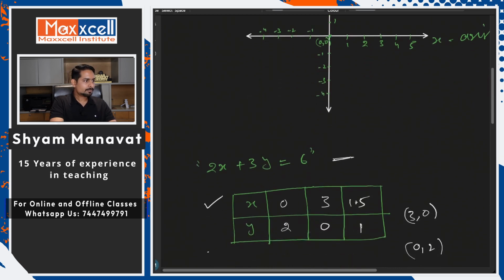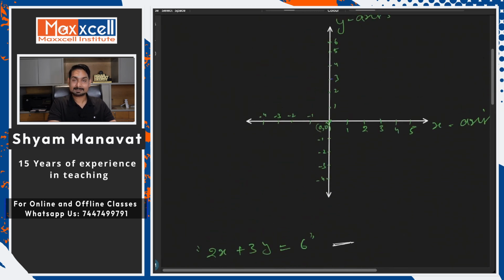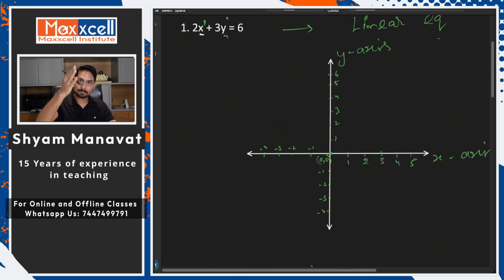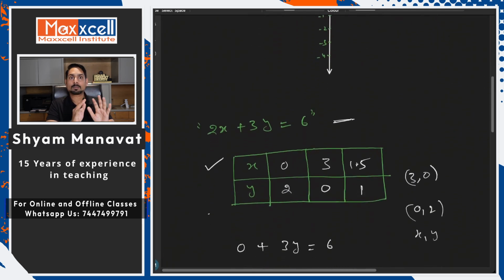Okay. Now let's draw these points on the xy plane. X is the horizontal line, y is the vertical line. Are you getting it? What steps did we follow as of now? We have taken the equation and then we are taking some random value of one variable and finding the value of the other variable.